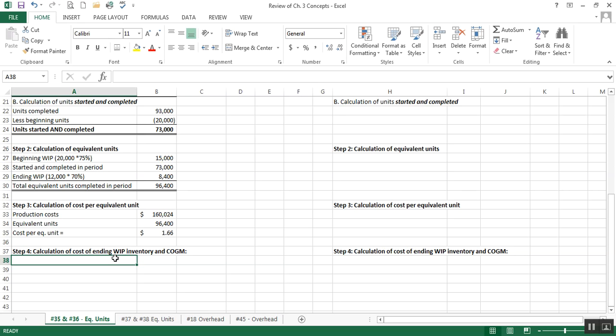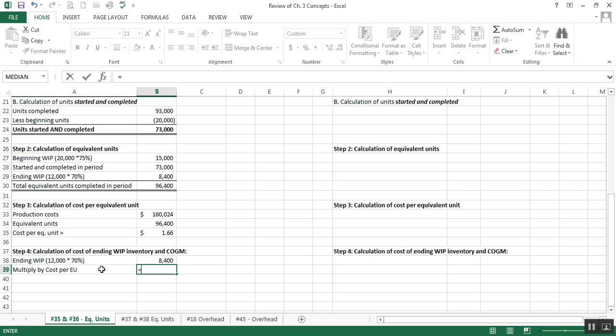And then finally, the fourth step is calculating the cost of the ending work in process inventory and the cost of goods manufactured that'll be transferred to finished goods. So let's start with what we know we have in ending inventory. We're going to take the equivalent units that are remaining in inventory. So it's the 12,000 times 70%. So it's 8,400 multiplied by our cost per equivalent unit from above, which is 166.